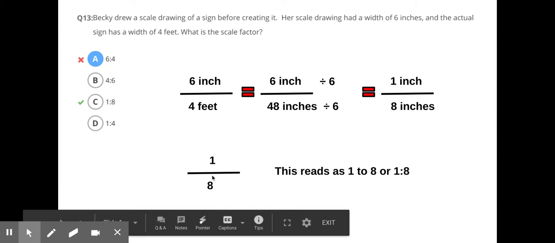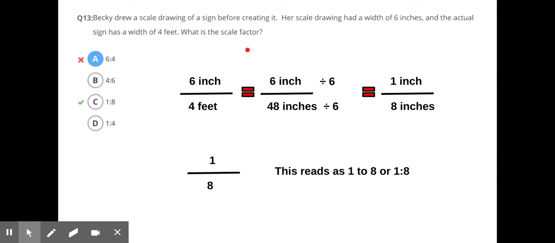Okay, we've got to be careful about confusing scale factor and scale. When we talk about scale, we're talking about 1 inch equals 1 foot. But when we talk about a scale factor, there's a big difference between 1 inch equals 1 foot and 1 inch to 12 inches. When we're talking about scale factor, we're putting everything in one unit.